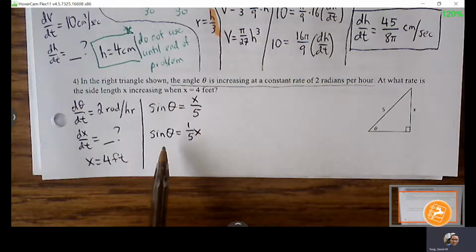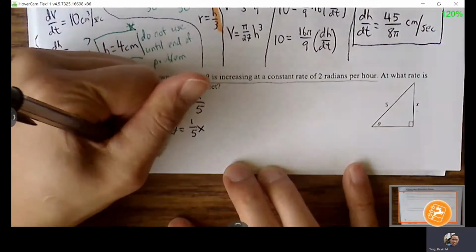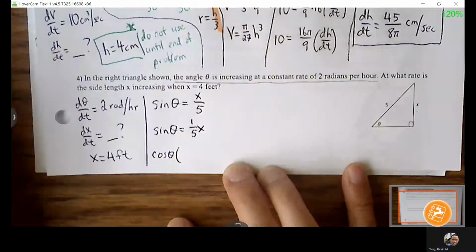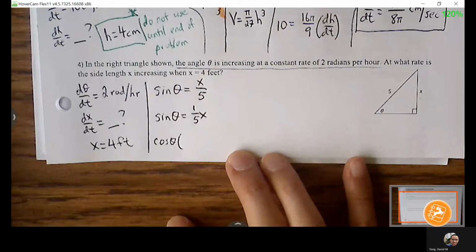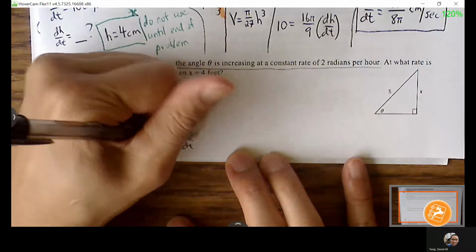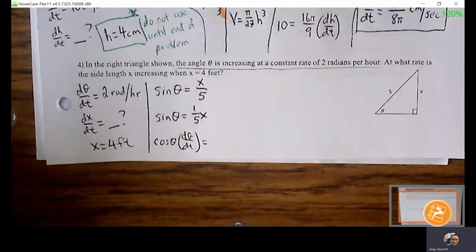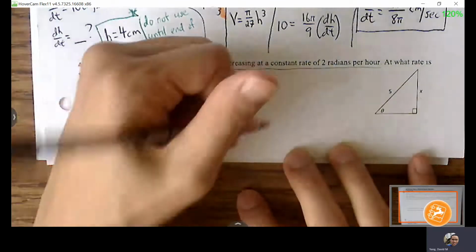Remember, time is also involved here. So sine theta becomes what? What's sine's derivative? Yep, cosine theta. Anything else? d theta dt. Okay. What does 1/5 x turn into? Good. 1/5 stays, x goes to 1, but we still need to attach that dx dt.